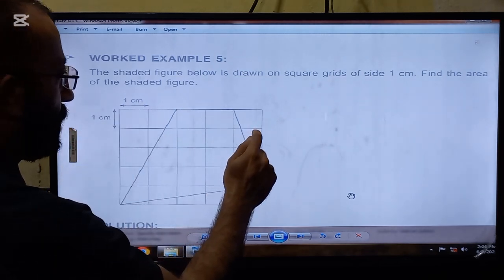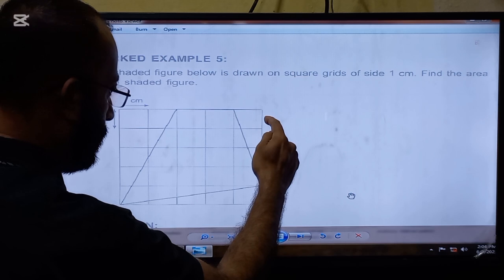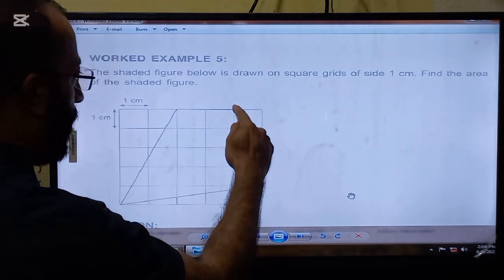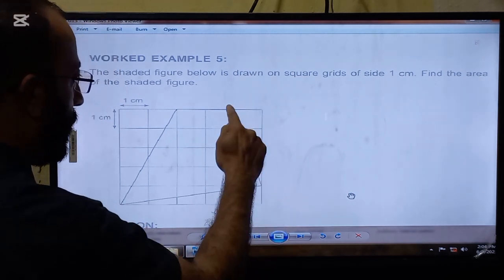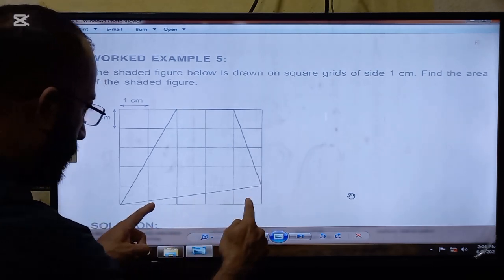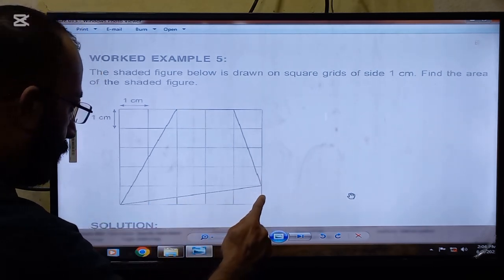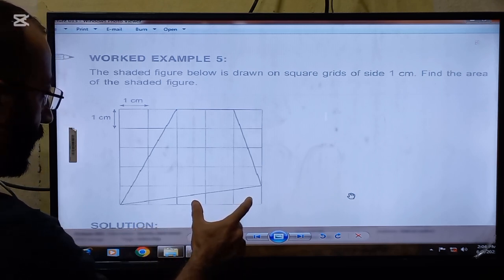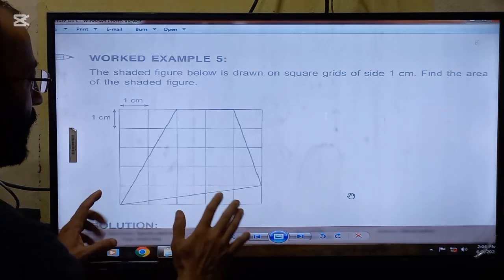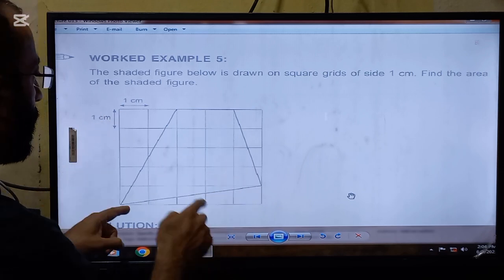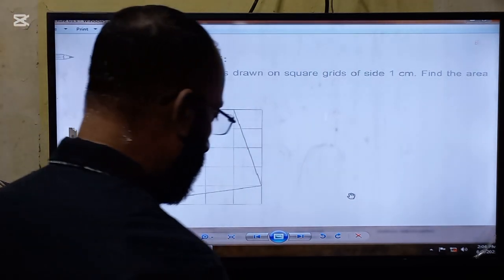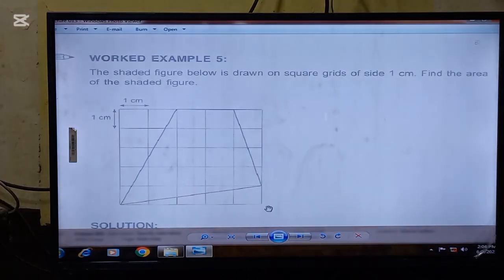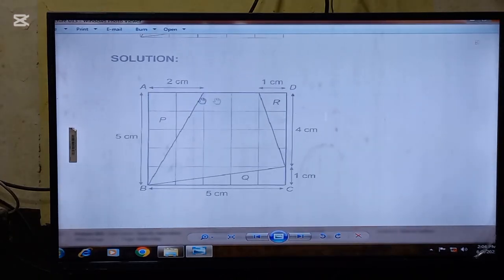Now for this triangle, 1 by 2 into 1 into 4 will be the area of the triangle outside the trapezium. And for this triangle, 1 by 2 into 1 into 5 will be the area. Now we will subtract the areas of these three triangles from the area of the square. So this is 2, this is 5, this is 1, this is 4, this is 1, this is 5.